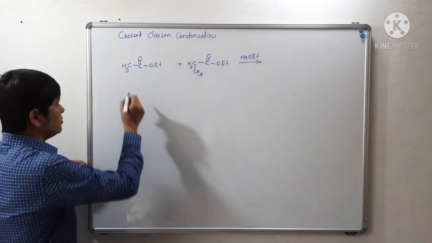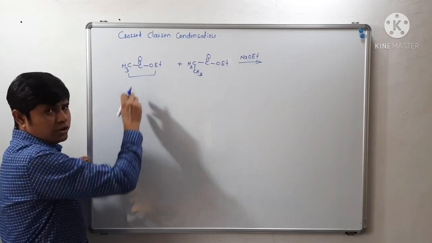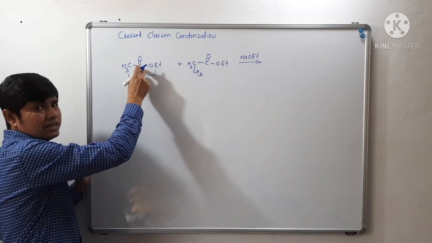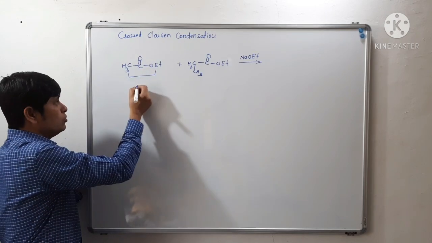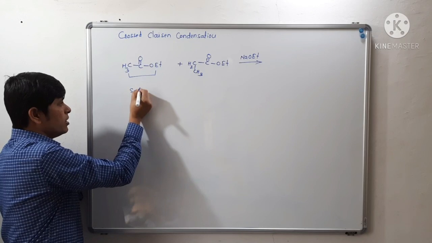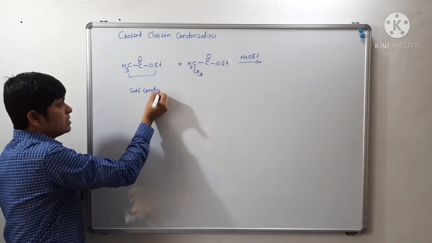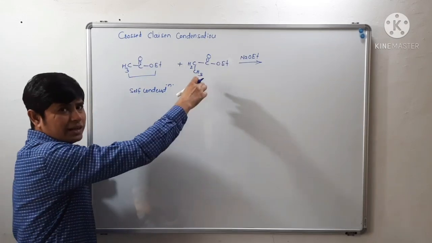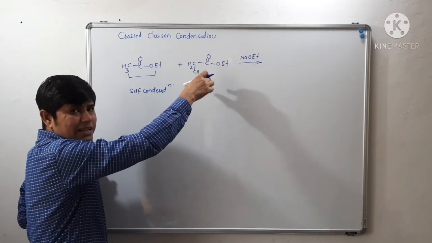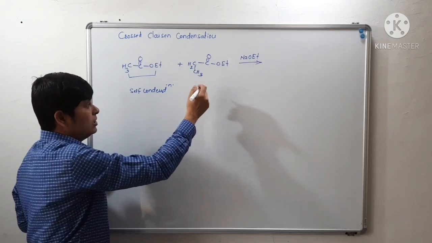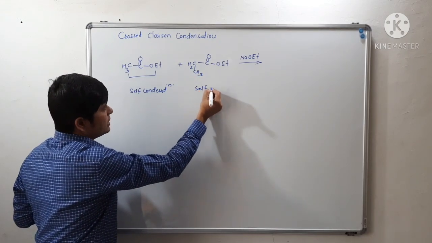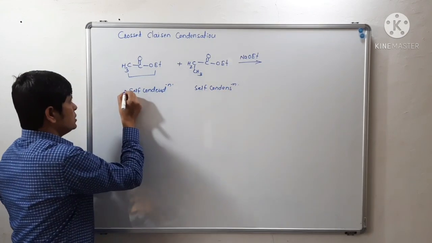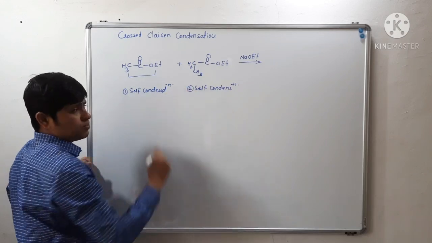Two products are from a molecule condensing with another of itself. Ethyl acetate will condense with another ethyl acetate molecule to form a self condensation product here. Again, ethyl propanoate will condense with another ethyl propanoate molecule to form a self condensation product here. So this is one product formed, and this is the second product formed.